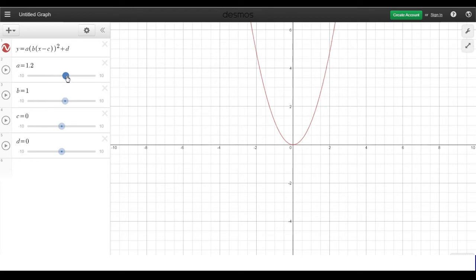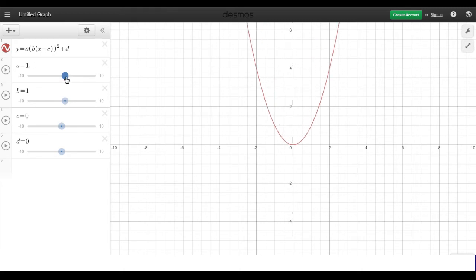Okay, I'm making it slightly bigger, right? It's getting bigger. And if you notice, what's happening is my parabola is getting skinnier and skinnier and skinnier. Now I'm at 10, and it's as skinny as it's going to go. If I made it bigger, it would get even skinnier, okay? So that's one thing: it could make the graph look skinnier.